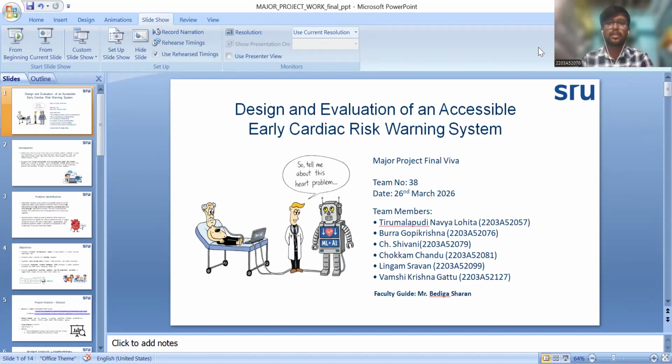Today I will be presenting my major project titled Design and Evaluation of an Accessible Early Cardiac Risk Warning System, which is done by me and my group of friends Navyalohita, Shivani, Chandu, Shravan and Vamshi Krishna under the guidance of Bediga Sharan Sir, Assistant Professor, School of CS and AI, SR University. Now, let me introduce my project.